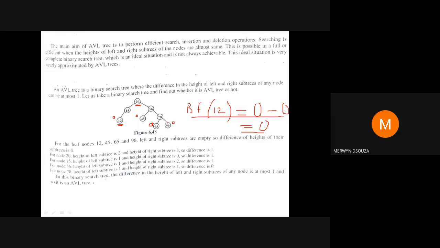Once you have calculated the balance factors for all the leaf nodes, you have 4 leaf nodes. Then calculate for the remaining nodes. You have 4 nodes remaining: 15, 20, 56 and 78. I'll show you how to calculate for 15.